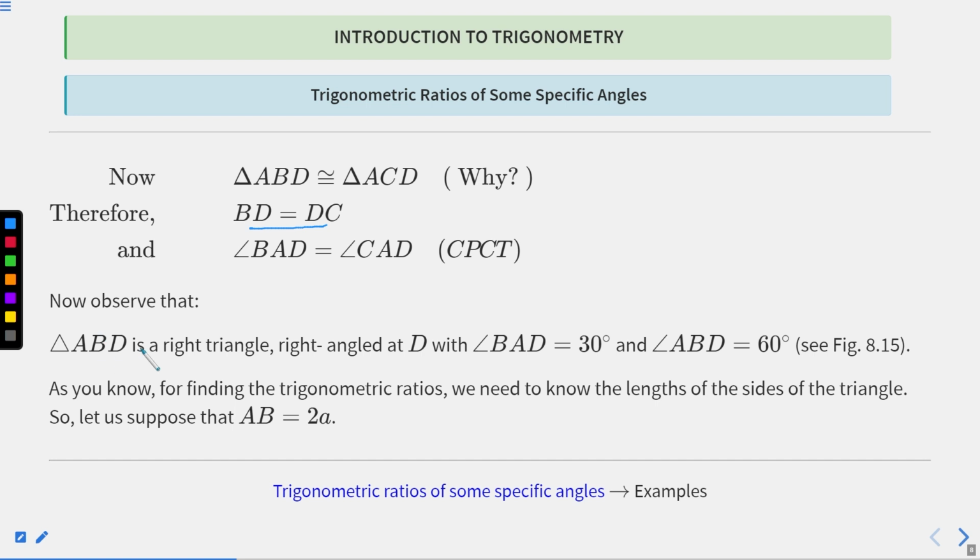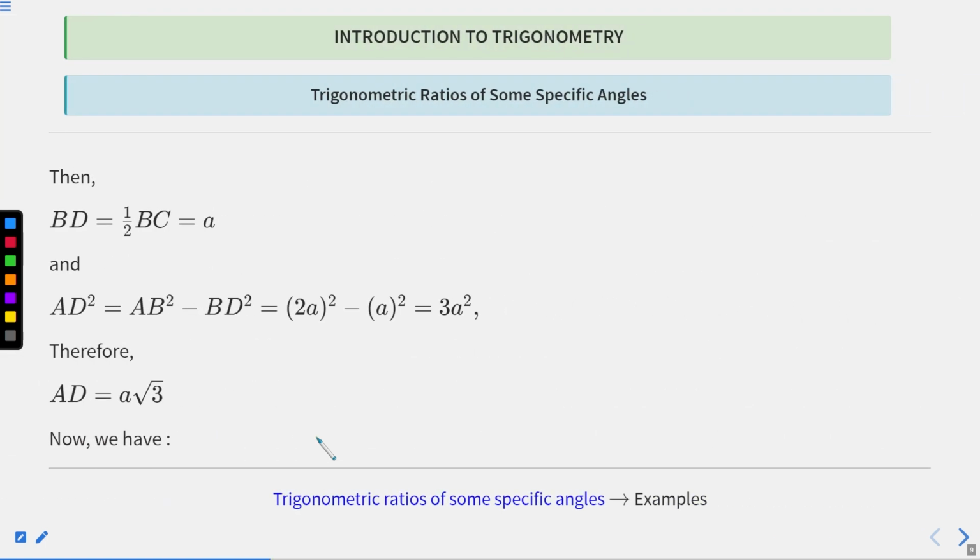So now observe, triangle ABD is a right triangle, with right angle at point D, angle BAD equal to 30 degrees and angle ABD equal to 60 degrees, as shown in the figure. As you know, for finding the trigonometric ratios, we need to know the length of the sides of the triangle. So let us suppose AB is equal to 2A.